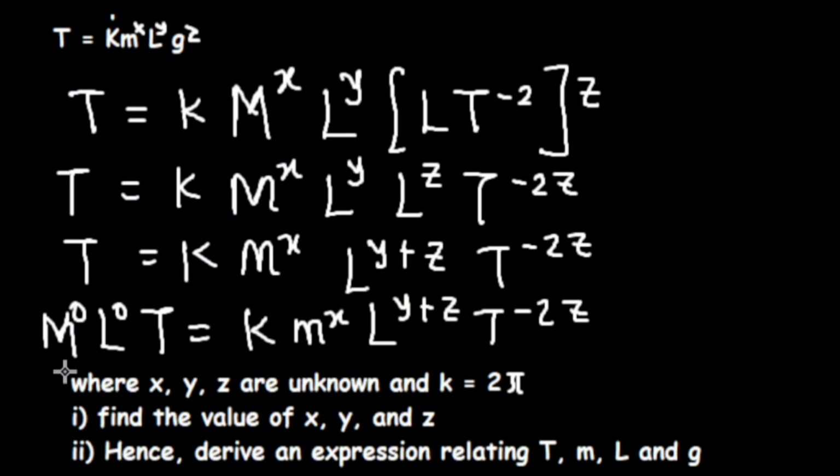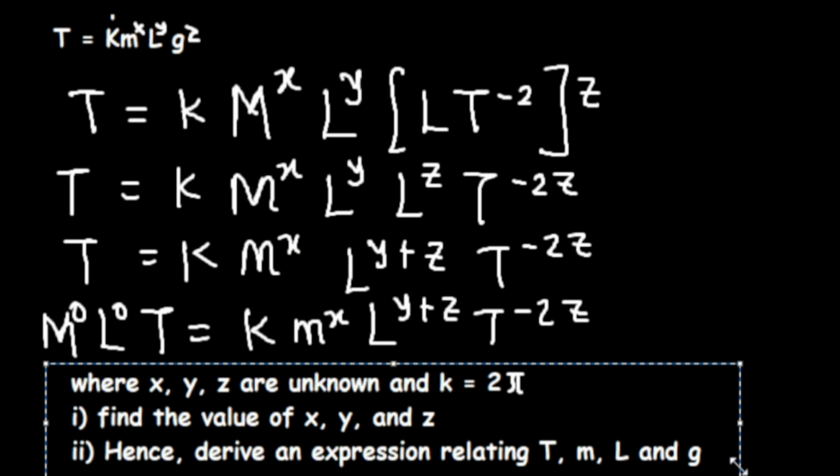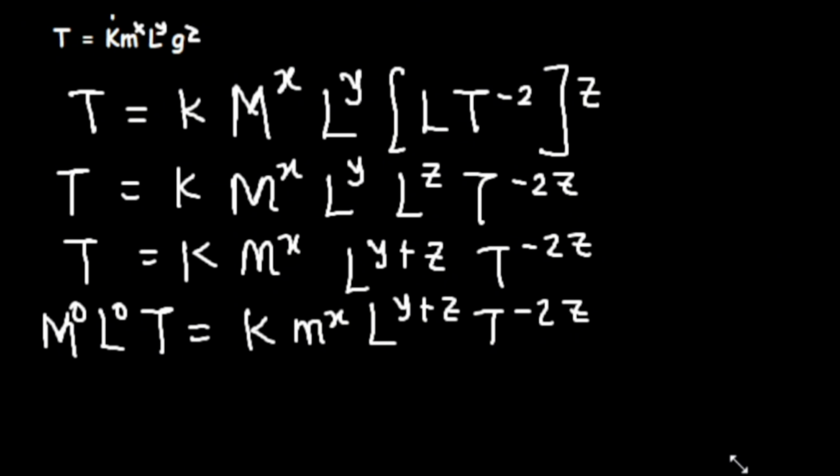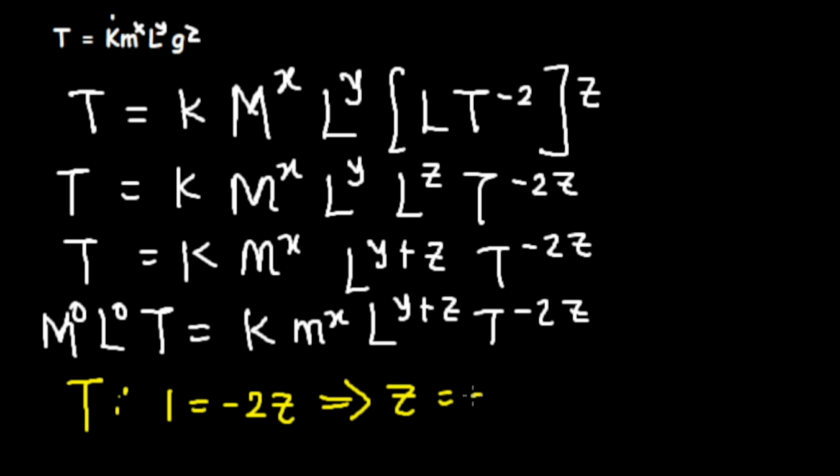So let's clear this one, since we just want to find x, y, z anyway. By comparison, T is raised to power 1 on the left hand side and raised to power minus 2z on the right hand side. So for T we have 1 equals minus 2z, which implies that z will be equal to minus 1 over 2. Okay, so that's z settled.